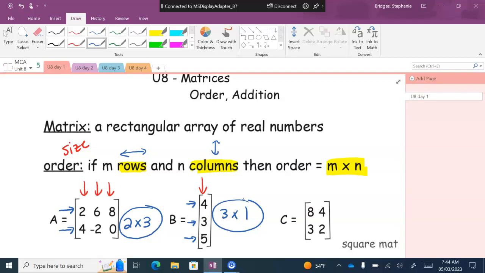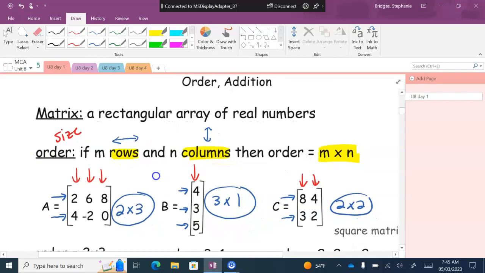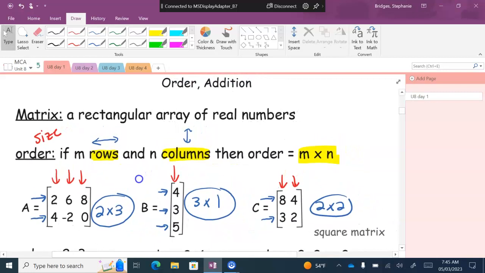And then if I'm looking at C, how many rows does C have? 2. And how many columns does it have? 2. Okay, so this is a 2 by 2. When your number of rows and your number of columns are the same, that is called a square matrix. Okay, that might be a question that you'll be asked. What is a square matrix? That is when your number of rows and your number of columns are the same.